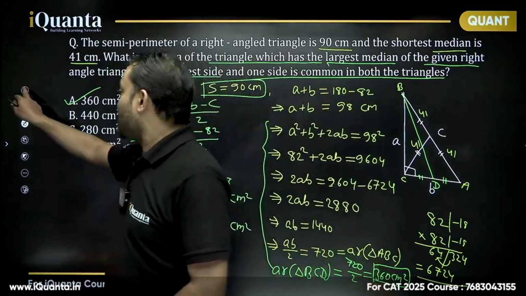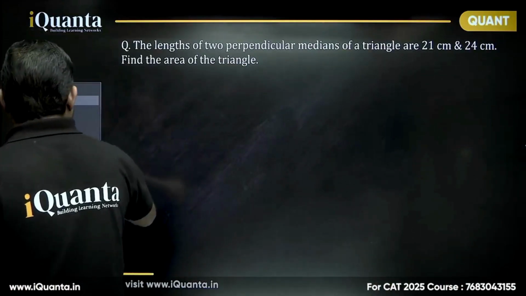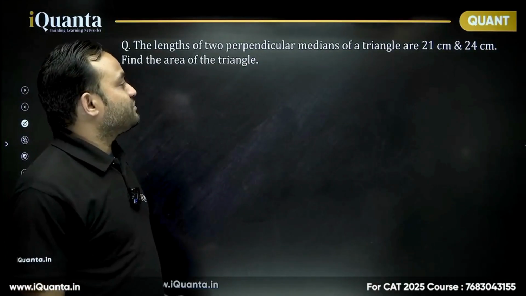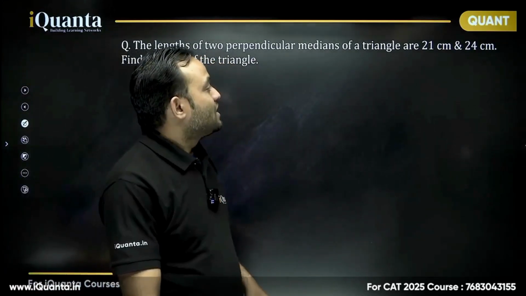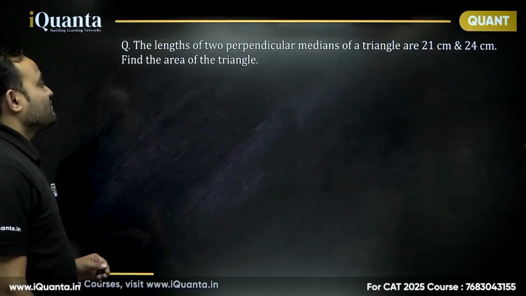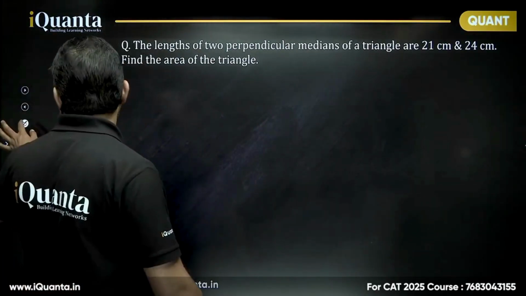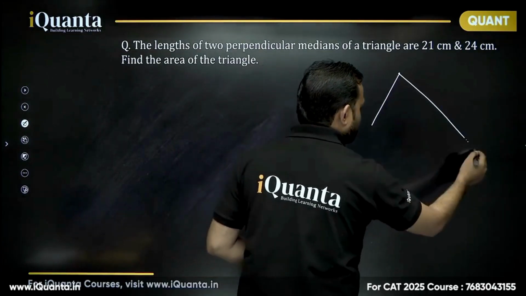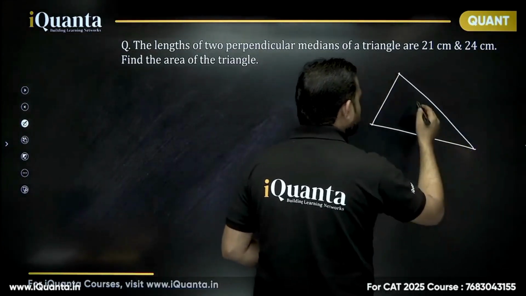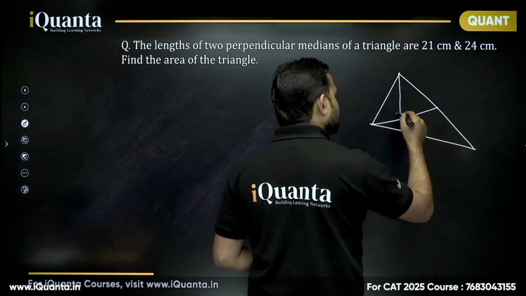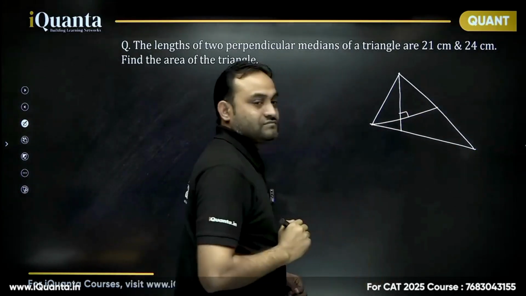Okay, now let's go to the next question, which says the lengths of two perpendicular medians of a triangle are 21 centimeter and 24 centimeter. Find the area of the triangle. So कोई triangle है something like this, जिसके दो median हैं ऐसे और ऐसे, और ये एक दूसरे पे perpendicular है ऐसा.